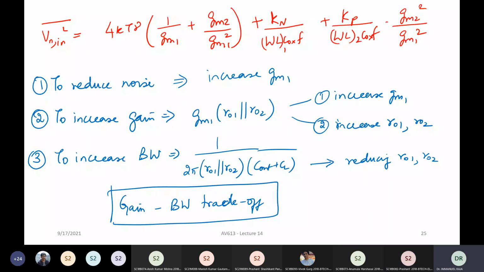And if you see, the gain here is quite high. GM1 multiplied by the parallel combination of two R naughts. So as long as your R naughts are high, you're going to have a fairly high gain. So compared to all these topologies, the common source amplifier with the current source load gives you the highest gain. Okay. Any doubts? Any questions?